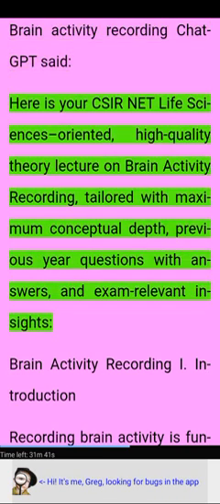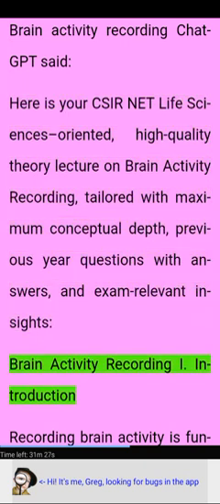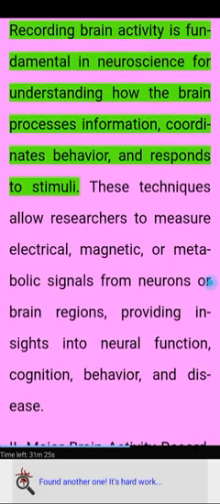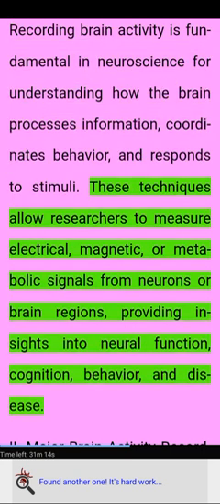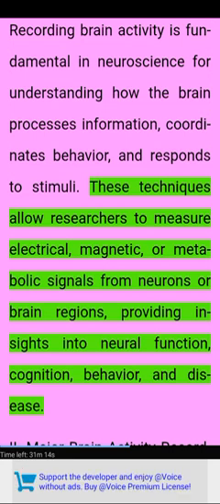ChatGPT said: Here is your CSIR NET Life Sciences oriented, high quality theory lecture on brain activity recording, tailored with maximum conceptual depth, previous year questions with answers, and exam relevant insights. Brain activity recording. Introduction. Recording brain activity is fundamental in neuroscience for understanding how the brain processes information, coordinates behavior, and responds to stimuli. These techniques allow researchers to measure electrical, magnetic, or metabolic signals from neurons or brain regions, providing insights into neural function, cognition, behavior, and disease.